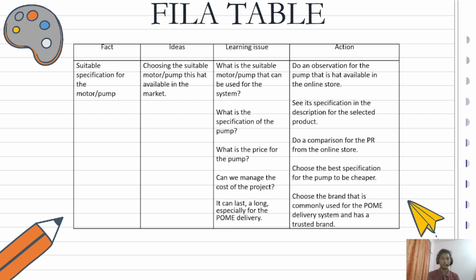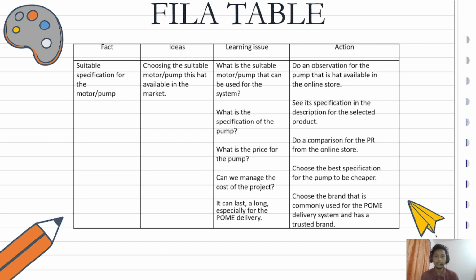For the second fact, it is suitable specification for the motor or pump. The idea is choosing a suitable motor or pump that is available in the market. The learning issues are what is the suitable motor or pump that can be used for the system, what is the specification of the pump, what is the price for the pump, can we manage the cost of the project, and can it last long, especially for the POME delivery.